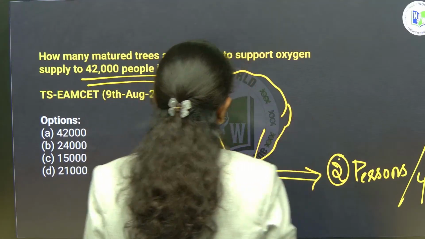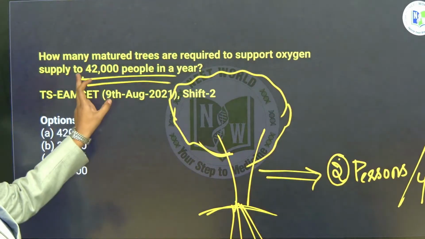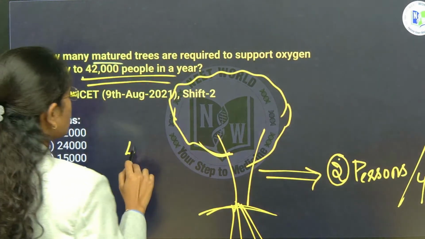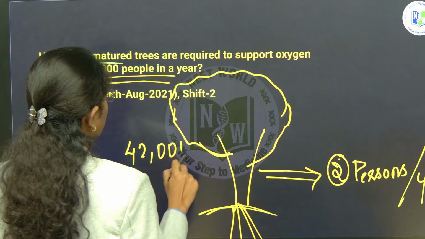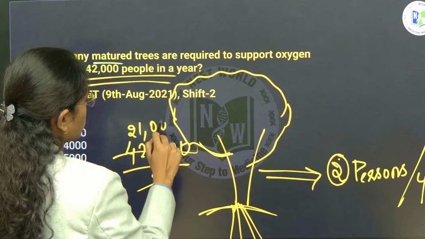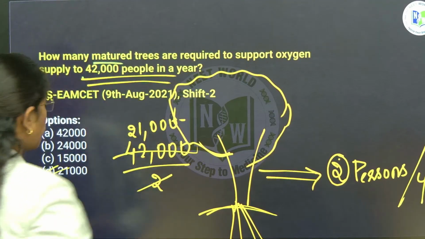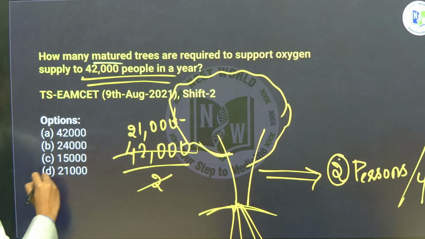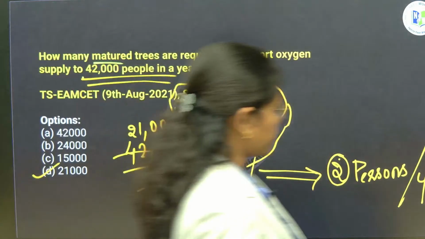Fine, right? 42,000 people require how many mature trees? You just do 42,000 by 2. It will be 21,000. Option D will be the right answer. Clear? Any doubt till here? Clear, right? Next question.